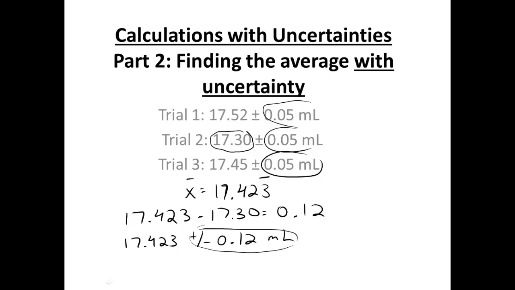Now it's possible that one of these trials is an outlier and we would omit it, and that's kind of another story. Let's just assume for this example that all three of these are valid results. There's no outliers here.